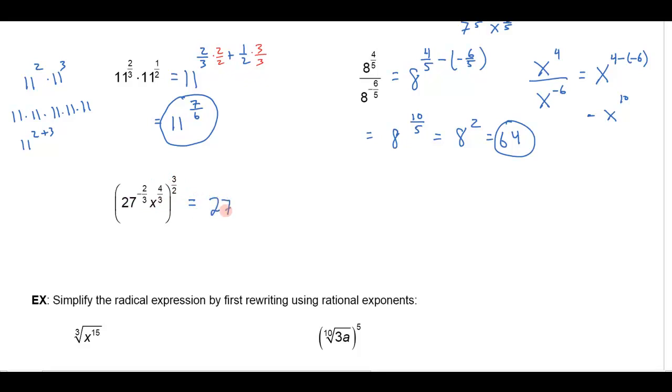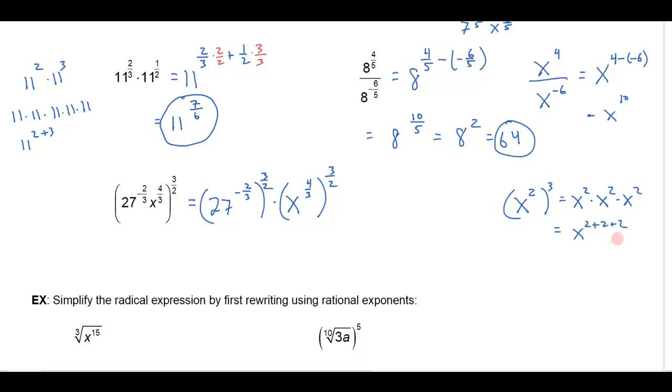So this will be 27 to the negative 2/3, all raised to the 3/2, and then I'll have x to the 4/3 also raised to the 3/2. And then I can use my rules of exponents. Remember, if I had x squared cubed, that would be x squared times x squared times x squared, and this would be x to the 2 plus 2 plus 2, which is x to the 2 times 3. So in this situation, you multiply the exponents, so that's what I'm going to do right here.